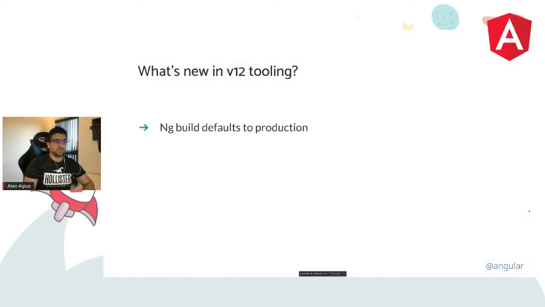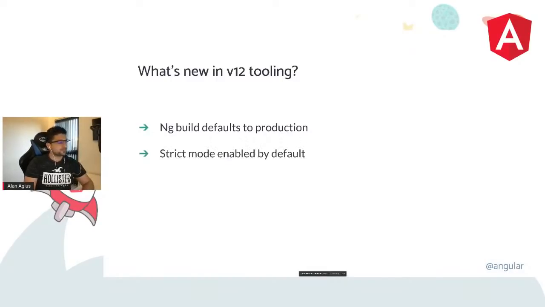We kick it off with ng build defaults to production. New projects now default to builds being production by default, which helps prevent accidental deployment builds being deployed to production. Existing users can use an opt-in migration to convert their projects.